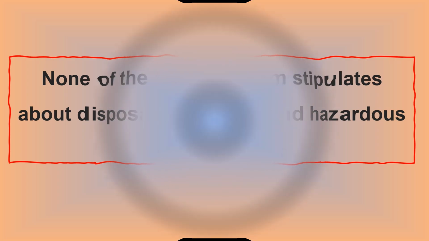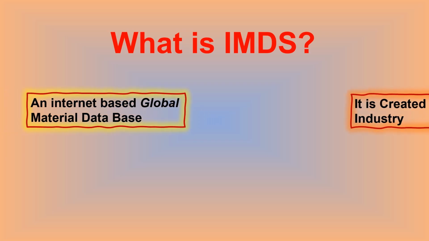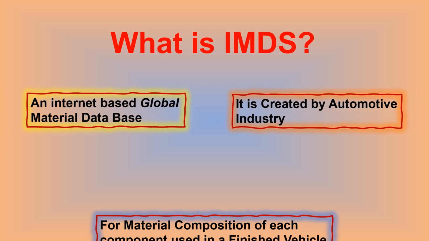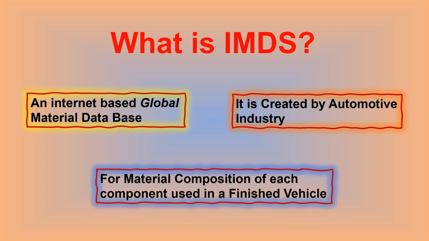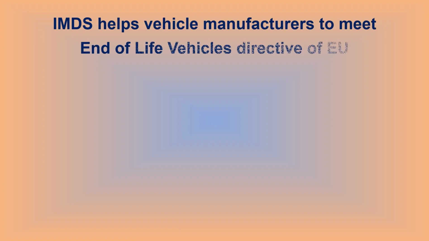Now the question is, what is IMDS or International Material Data System? It's an internet-based global material database. It is created by the automotive industry. It's for the material composition of each component used in a finished vehicle. IMDS helps vehicle manufacturers to minimize the environmental impact of ELV or end-of-life vehicles.